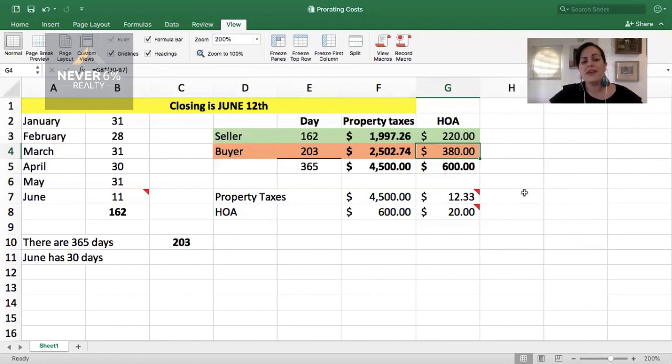I will be making another video about prorating costs and other costs, and how to calculate and understand them, because I feel this is an important matter for a real estate agent, also for a title company. And I feel if we do something like this in Excel, we can all learn.